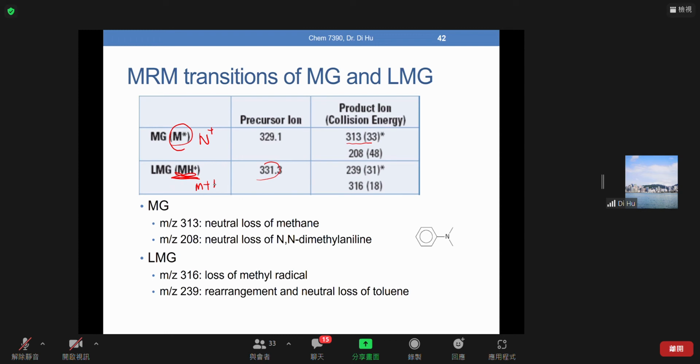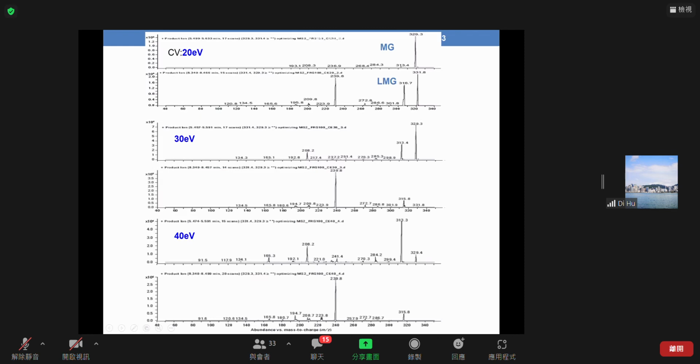And then it has the product ions, you see. For methyl green, 313 is a neutral loss of methane, and 208 comes from the neutral loss of this compound. For leucomethyl green, one is the loss of a methyl radical, and the other is just rearrangement and neutral loss of taurine. So anyway, here you can modify the conditions, so you can optimize that.